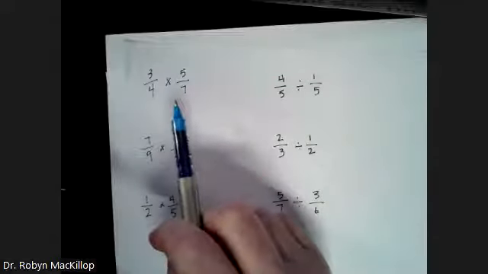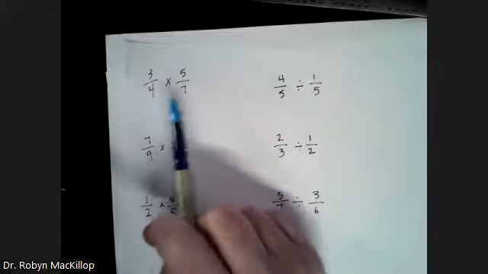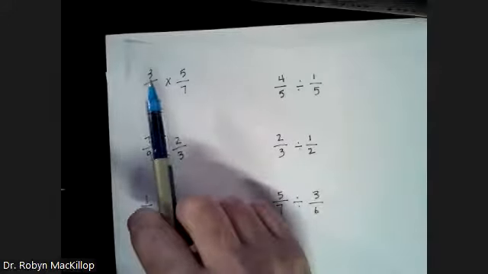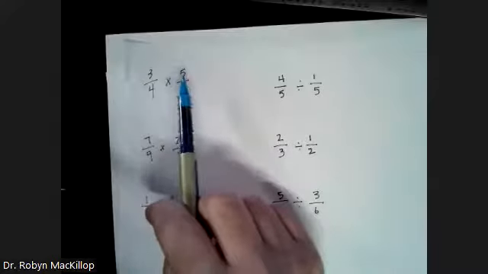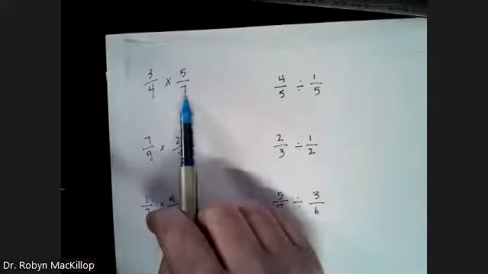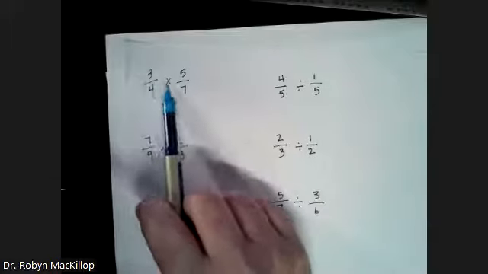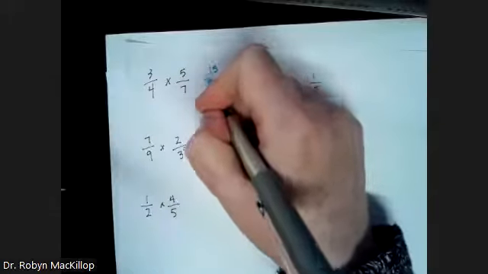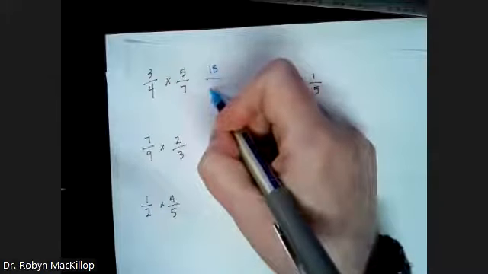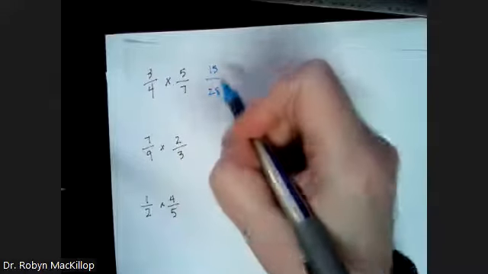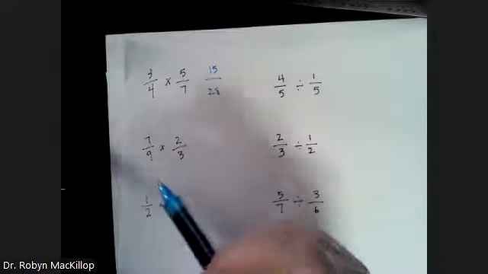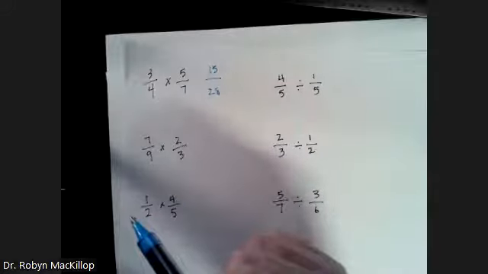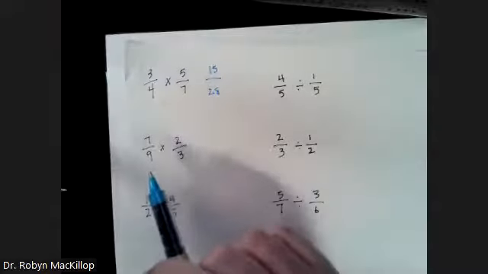When you've got a multiplication of fractions, set them up sideways this way. Because all you're going to do is multiply the numerator by the numerator and the denominator by the denominator. So 3 times 5 is 15, and 4 times 7 is 28. Now, can you reduce that? Does not look like it. So you're done.